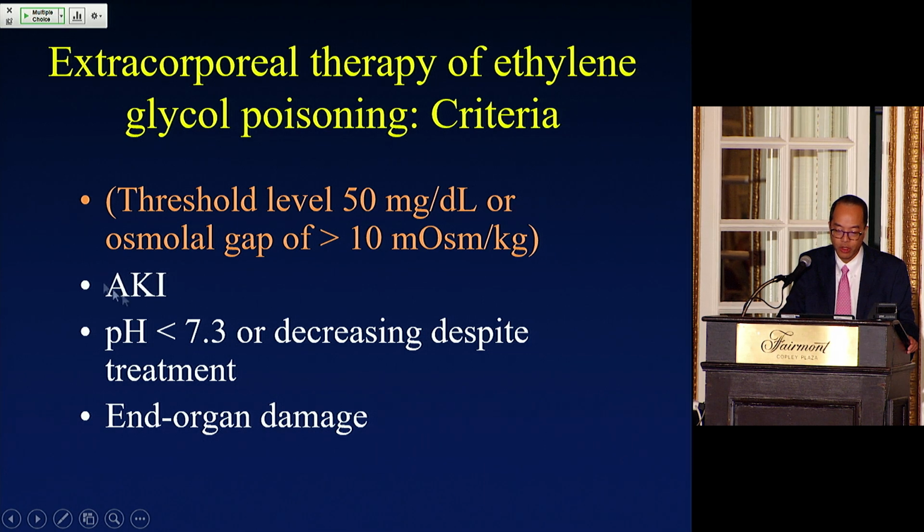So a patient with acute kidney injury should be dialyzed, not only for their acute kidney injury, but because the whole point of this is to inhibit metabolism of ethylene glycol and then allow it to be excreted. But if they have acute kidney injury and can't excrete the ethylene glycol, it'll hang around for a long period of time. So those patients have to be dialyzed. Obviously, patients with severe acidemia or that are worsening despite treatment.